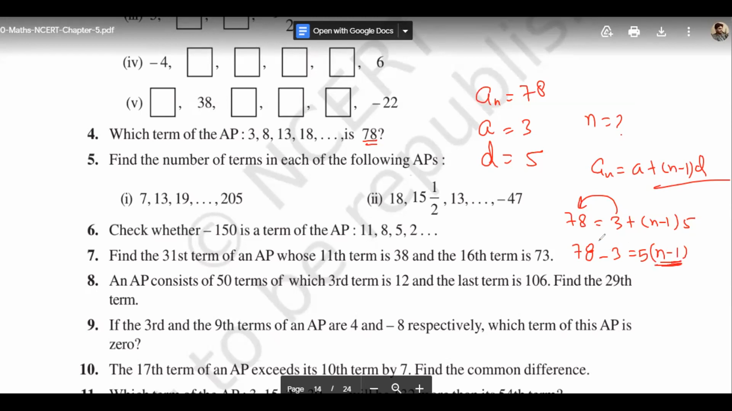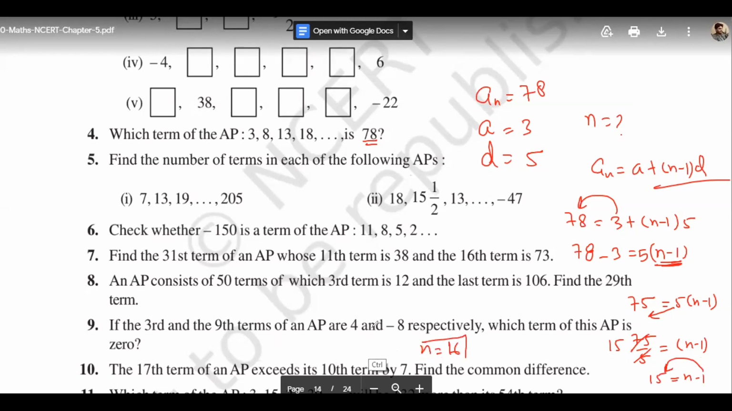So when you subtract it you will get 75, and since this 5 is in multiplication with n minus 1, either you can open the bracket or you can divide first. You can bring this 5 to this side and you will get 75 by 5 is equal to n minus 1, and then you cut it, you will get 15 is equal to n minus 1. Then this 1 will go to this side and you will get n is equal to 16 here.